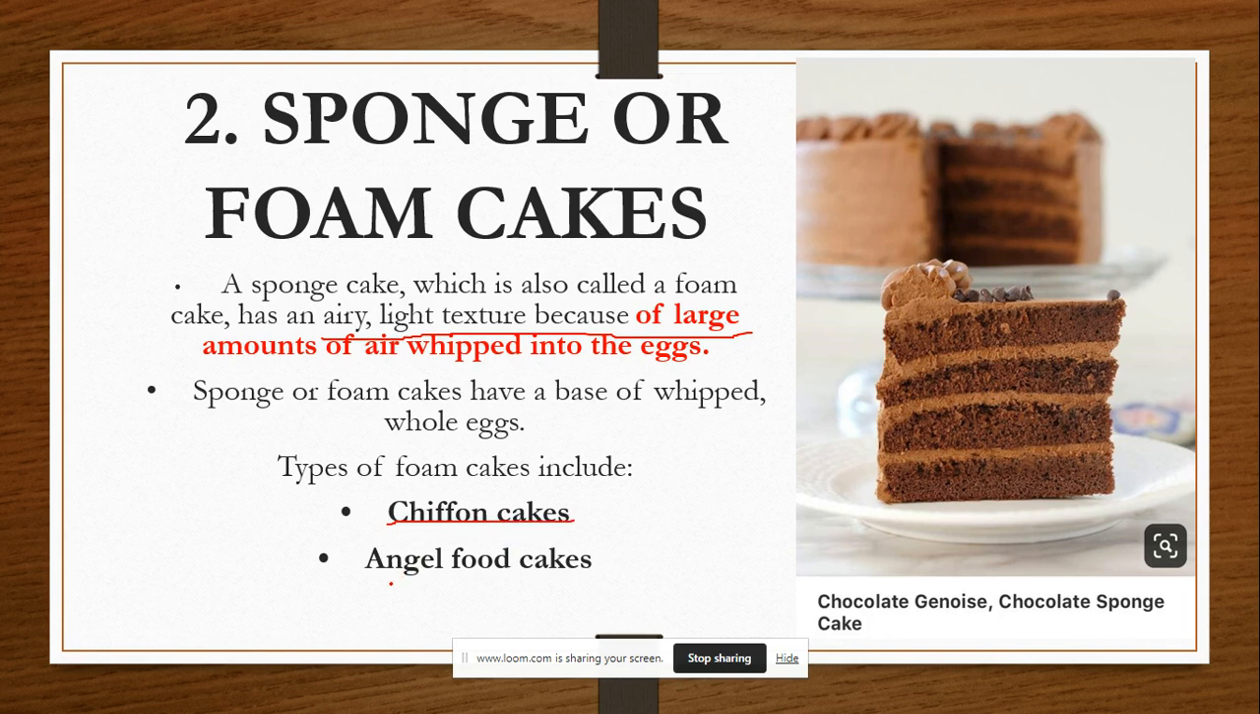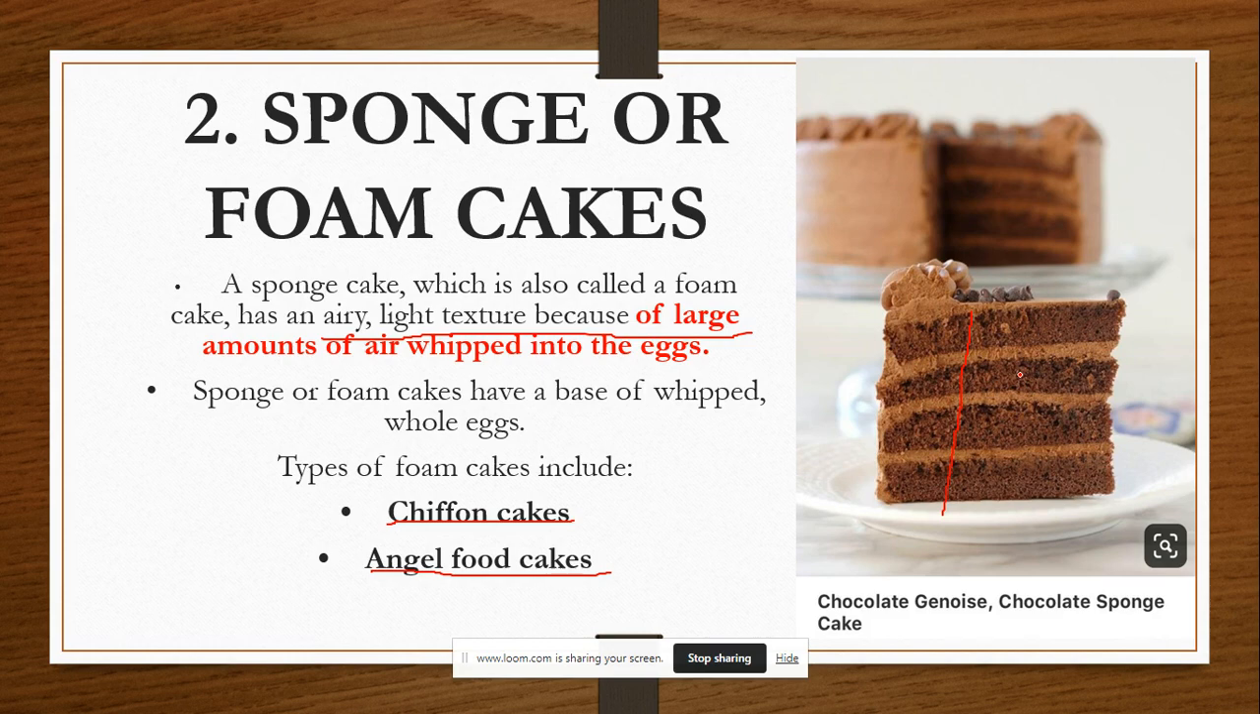They are normally found in the supermarkets, and just as you can see in this picture attached here, the texture seems to be airy, seems to be light. Why? Because of the air that was incorporated when the eggs were being beaten by the whisk. The more you whisk your eggs, the more air is incorporated, and the texture of the cake becomes so airy and light.